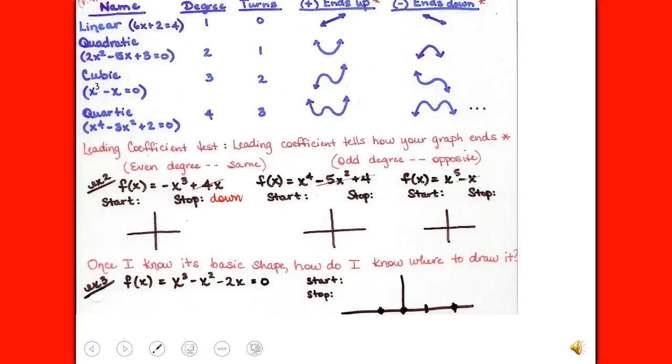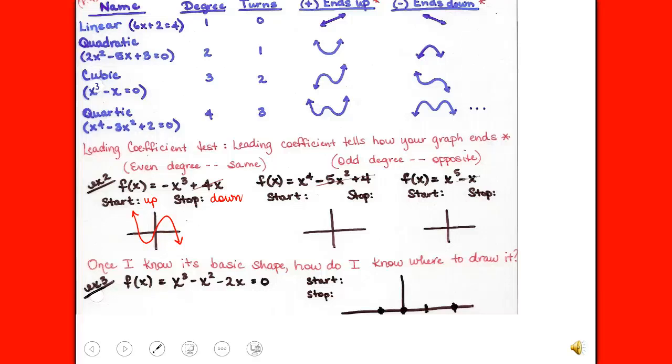Going down, right. Then I can look at it and say my degree is 3. So since that's an odd degree, it's going to start and stop in opposite directions. So if it stopped down, it's going to start up. And I'll also know that because it's a degree of 3, it's going to have 2 turns. So I can say, okay, I want to start up, I want to turn twice, and end going down. And that will be the basic shape of that graph.